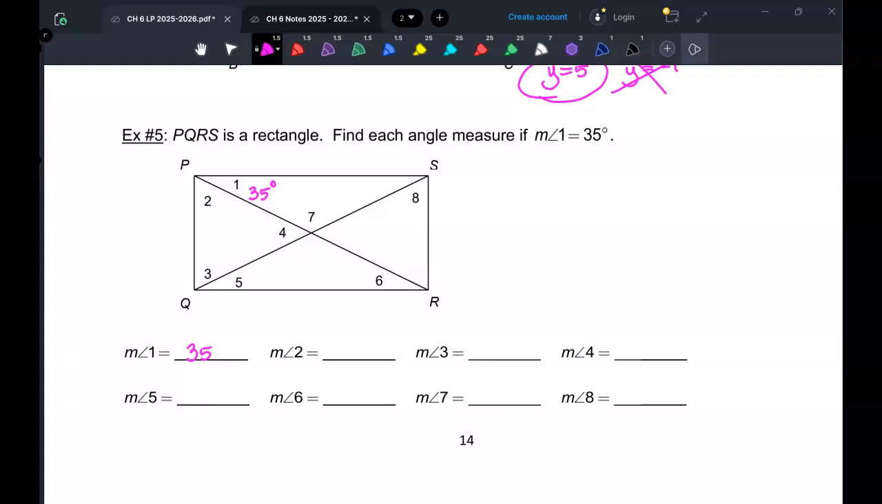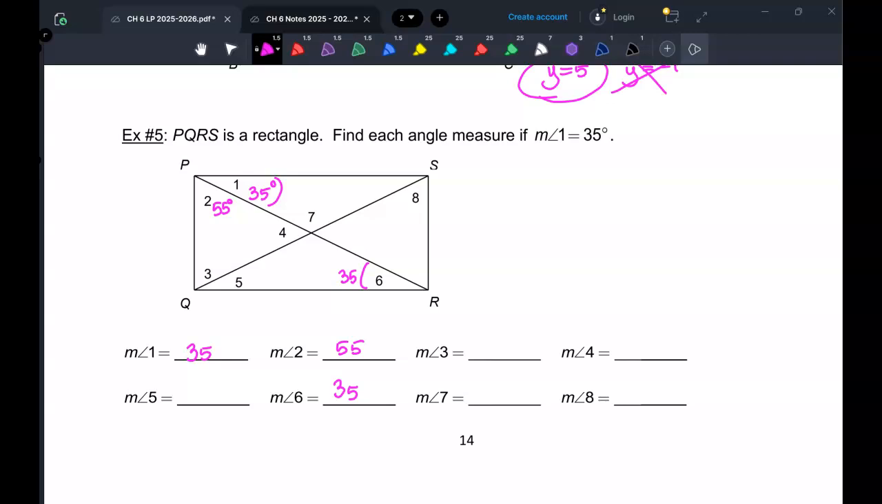Okay, so 1 and 2 have to add up to 90 degrees. So 90 minus 35 is 55. So angle 2 is 55. Angle 6 is 35 because these two are alternate interior angles. So 5 is 35. I mean, wrong way.